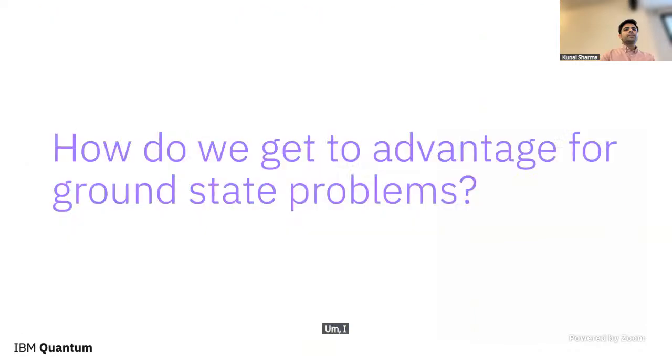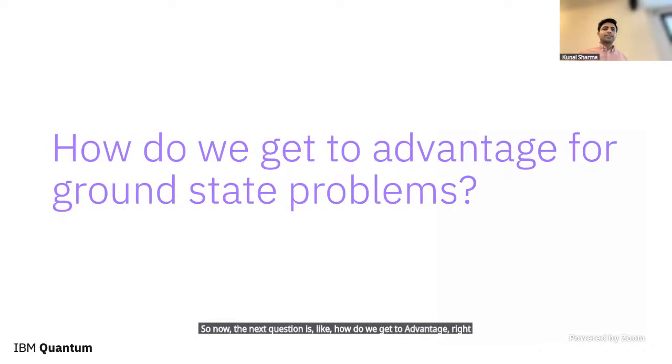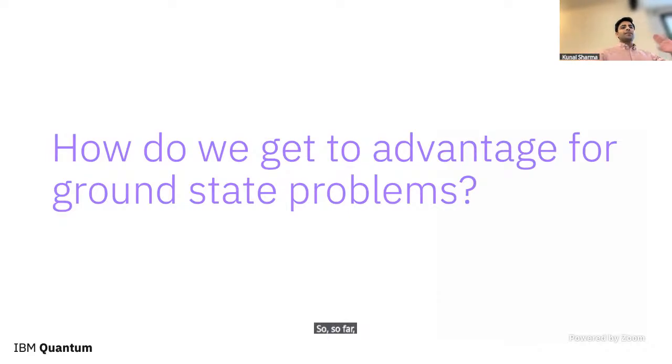I've already discussed this slide. So now the next question is, how do we get to advantage? So far I was excited to share the provable guarantees and some trust in the devices. First of all, we pushed the experiments to 70, 80 qubits and could get signal such that we match with state of the art.